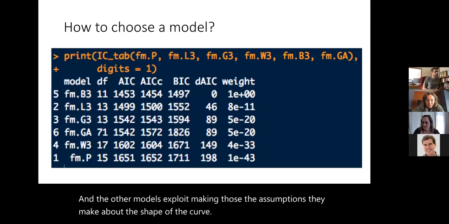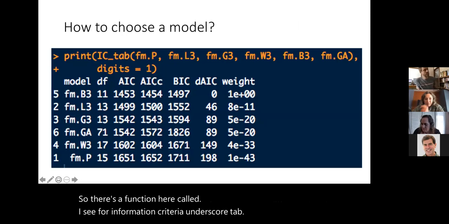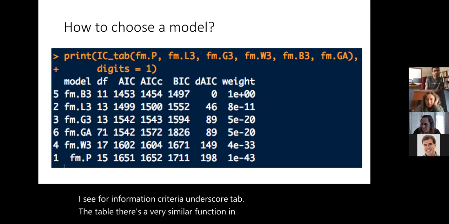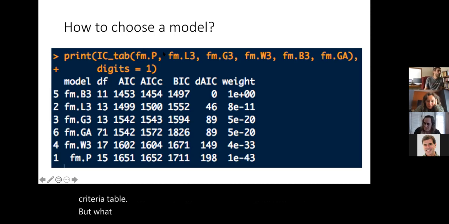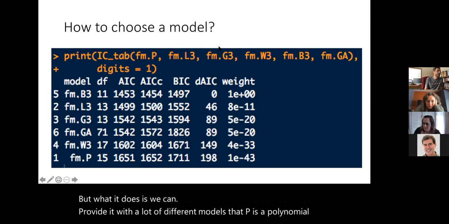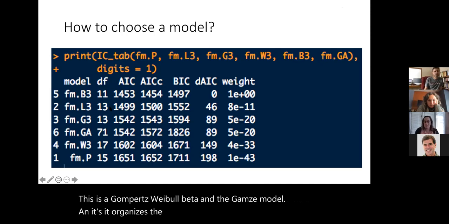There's a function here called IC_tab, or information criteria table. There's a very similar function in the package bbmle by Ben Bolker, without the underscore, called ICtab, an information criteria table. What it does is we can provide it with a lot of different models. The P is a polynomial model, L3 is a logistic, this is the Gompertz, Weibull, Beta, and the GAM model here. And it organizes the models by how well they fit the data.